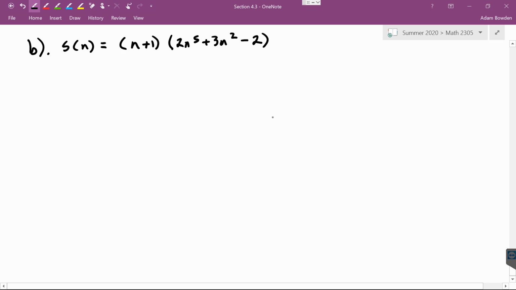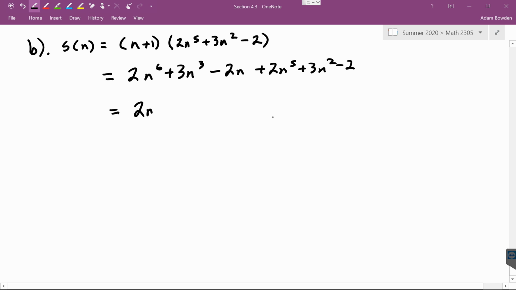Now for our next one here, what I'm going to do first is multiply through by n plus 1 and expand this thing here. If I expand it, I'll get 2n to the 6th plus 3n cubed minus 2n plus 2n to the 5th plus 3n squared minus 2. Combining like terms, we get 2n to the 6th plus 2n to the 5th plus 3n to the 3rd plus 3n squared minus 2n minus 2.